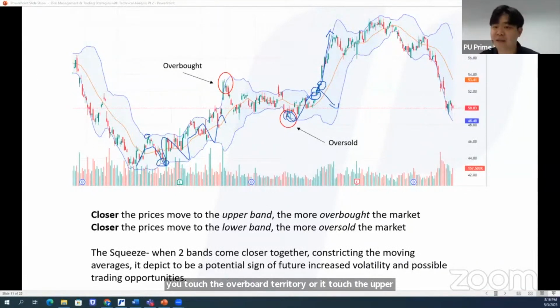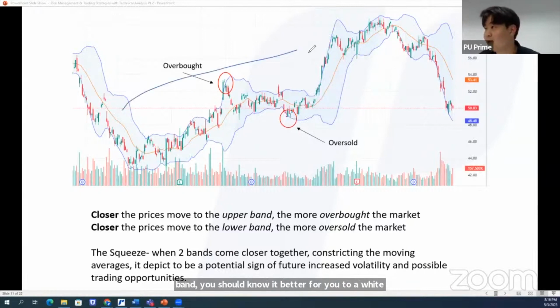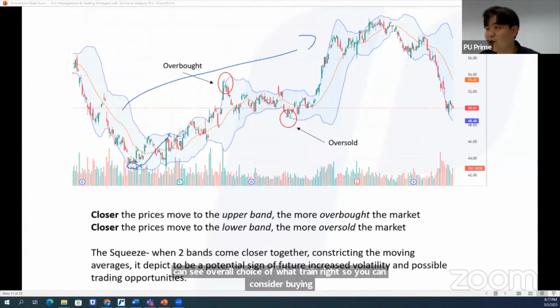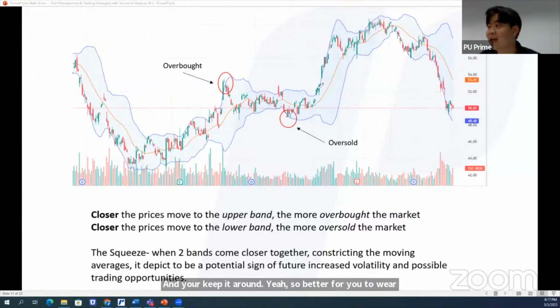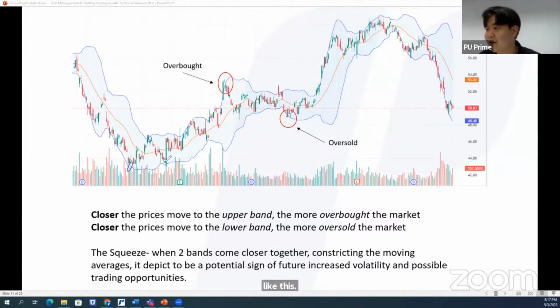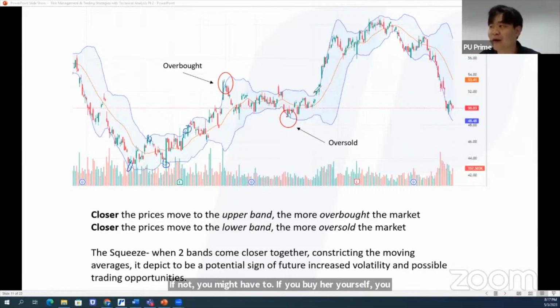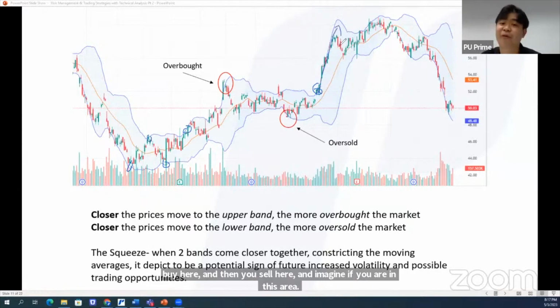I'll give you an example. You can see the overall trend is an upward trend. So you can consider buying here, and then it goes up until the upper band, you TP, and then you wait again until here, then you buy again, and you TP around here. So it's better for you to wait like this. If not, you might have a risk: if you buy here, sell here, buy here, and then sell here. And imagine if you are in this area, you buy here, and it keeps going up, then we will have a lot of loss.